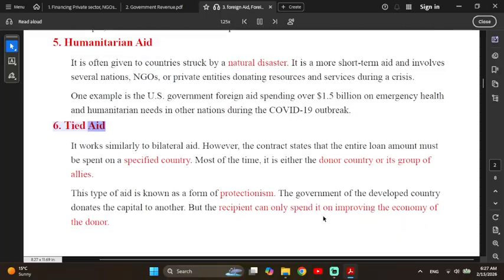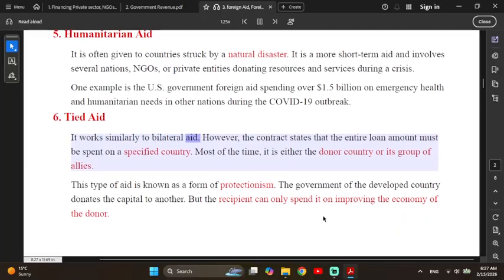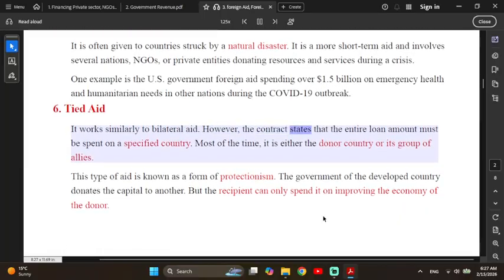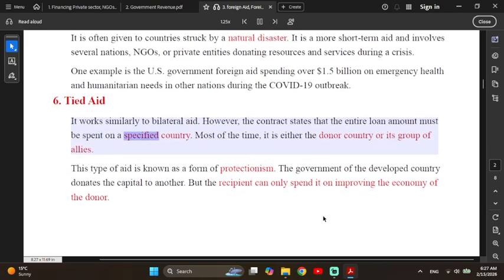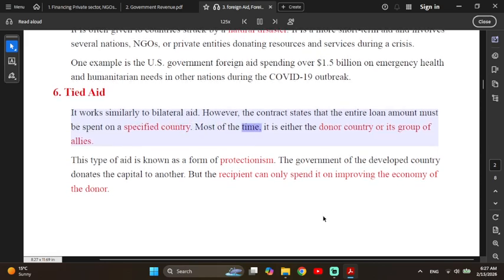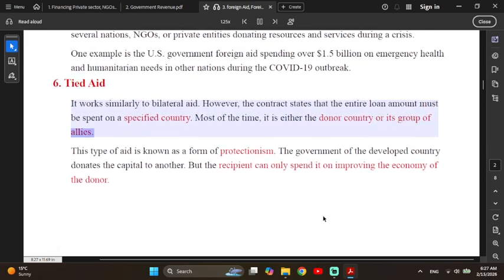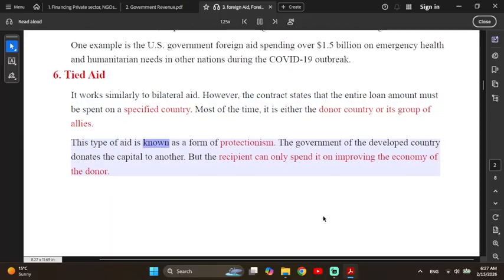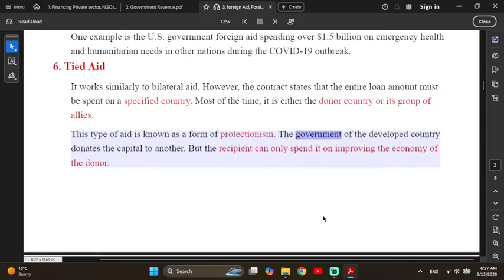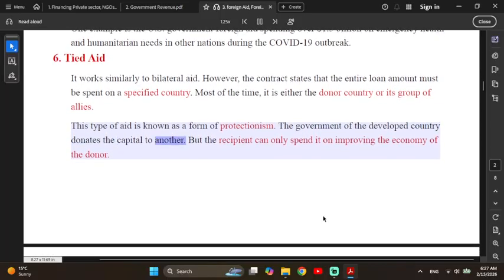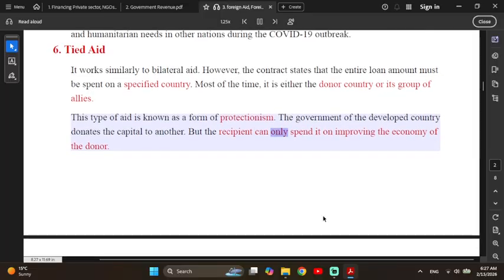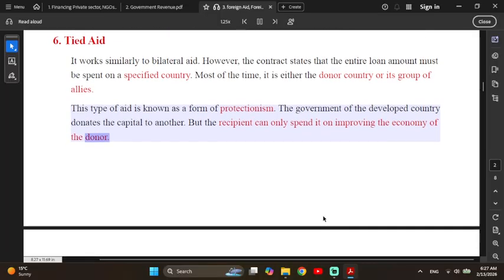6. Tied aid. It works similarly to bilateral aid. However, the contract states that the entire loan amount must be spent on a specified country. Most of the time, it is either the donor country or its group of allies. This type of aid is known as a form of protectionism. The government of the developed country donates the capital to another, but the recipient can only spend it on improving the economy of the donor.